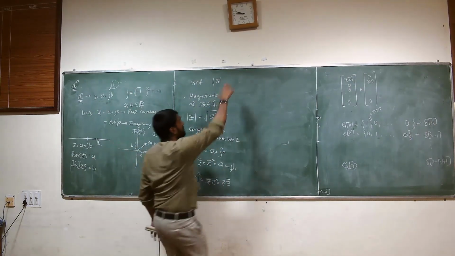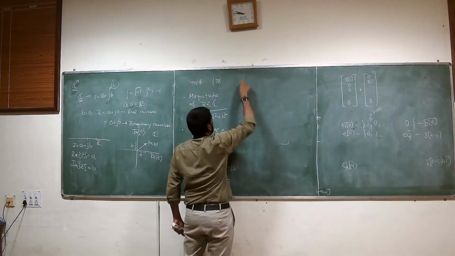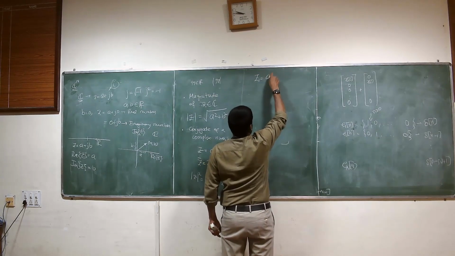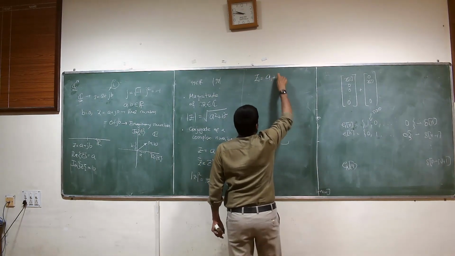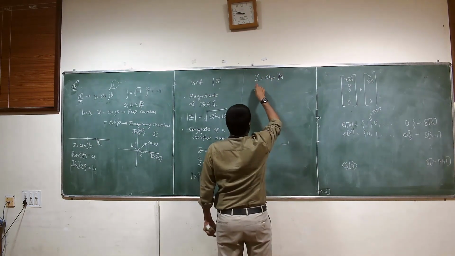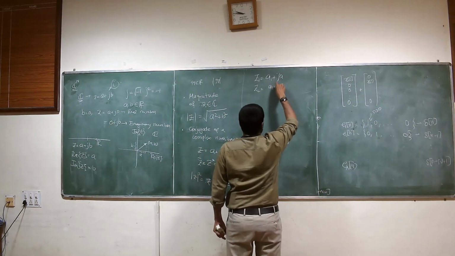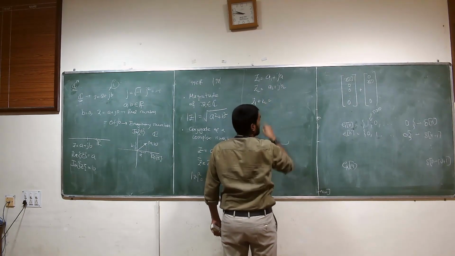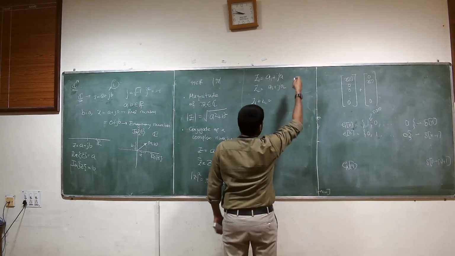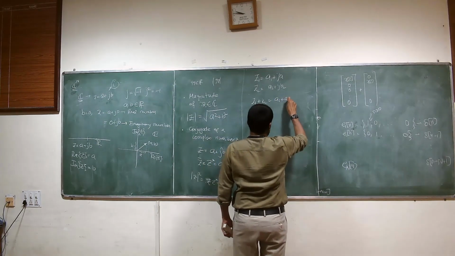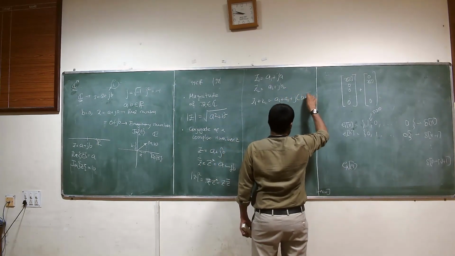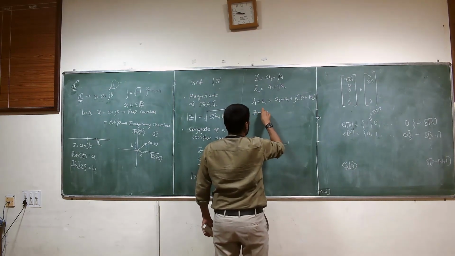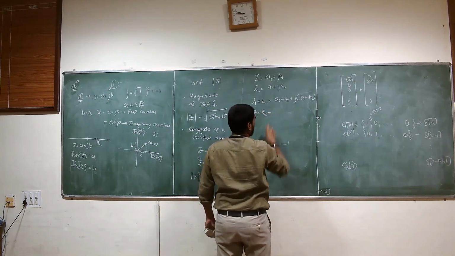But that brings us to another issue. What is the product of two complex numbers? If you have two complex numbers, z1 equals a1 plus j b1, and z2 equals a2 plus j b2, what is the sum of the two? You simply add the real and imaginary components. This is simply a1 plus a2 plus j times b1 plus b2. What about the product of two complex numbers?